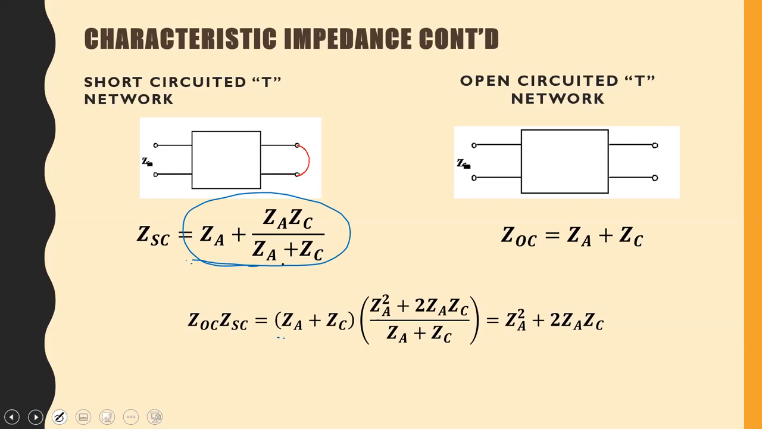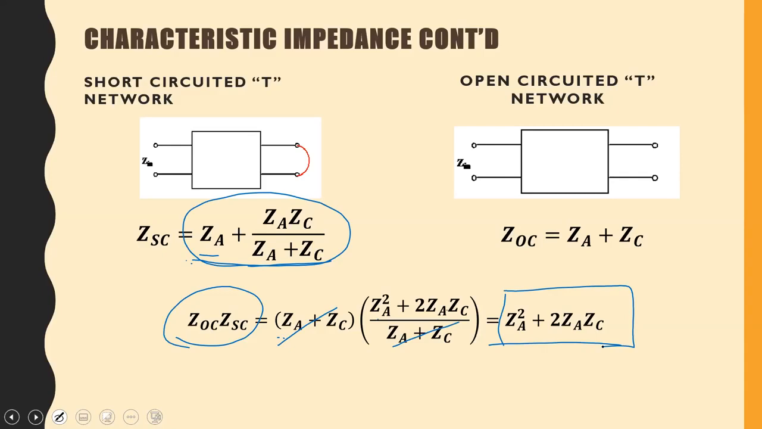So just multiply the denominator here by ZA, then you'll get ZA squared plus ZA ZC. So we get 2ZA ZC. Yes? So these cancel. The ZA plus ZC cancel, and we are left with that. So the open circuit impedance times the short circuit impedance will give us this expression.